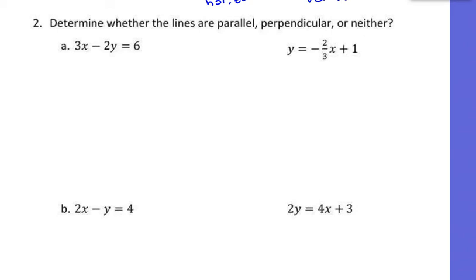In this next example, I've given you several lines together, paired them up, and want to know if they are parallel, perpendicular, or neither. In order to determine this, it's helpful to get our lines into y equals mx plus b form, so that we can identify what the slope is very quickly.